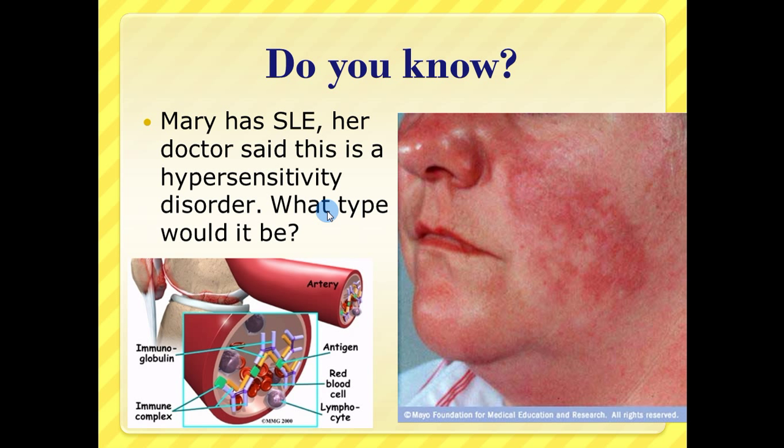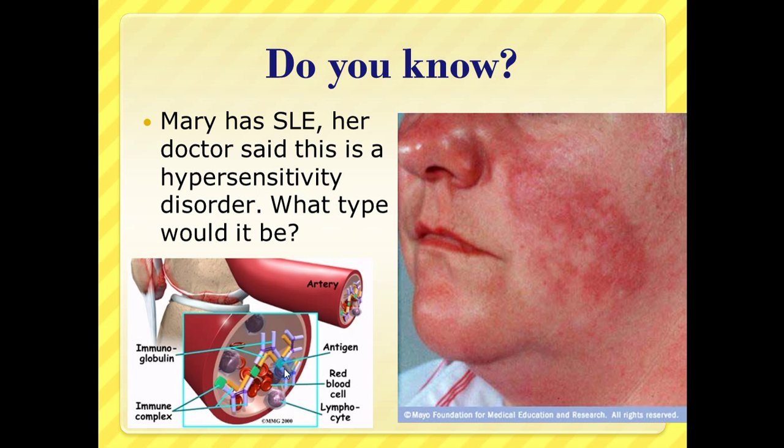So, well, let's see if you get it. So Mary has SLE, systemic lupus erythematosus. Her doctor said this is a hypersensitivity disorder. Which one would it be? So this gets a little bit tricky, and that's why I put this on here. So which one would it be? Does it just attack one specific tissue? Or does it attack lots of things?